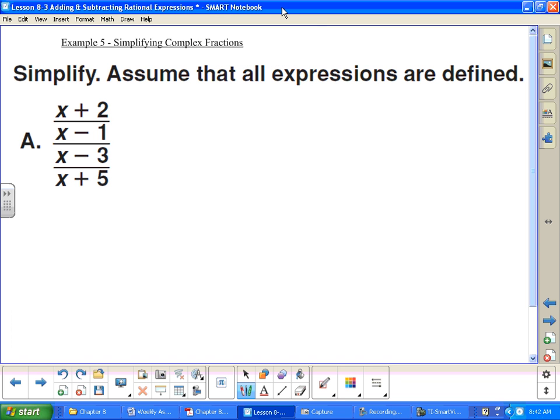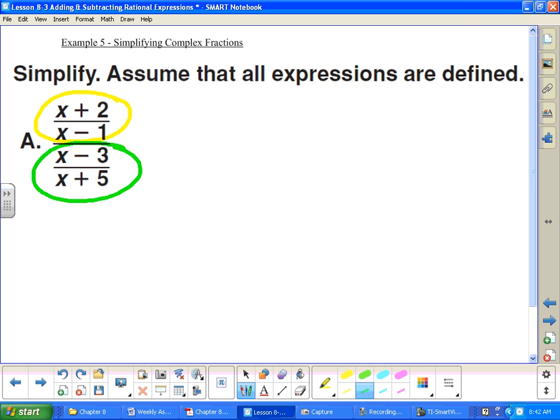Okay, so one last thing then. Here we have, notice what we have here. We have a fraction divided by a fraction. So what are you supposed to do when you have a fraction divided by a fraction? Copy, change, and flip. Just like we did when we were multiplying and dividing, all we're doing, we're dividing again. So we're just going to copy, change, and flip here. So x plus 2 over x minus 1 times x plus 5 over x minus 3.